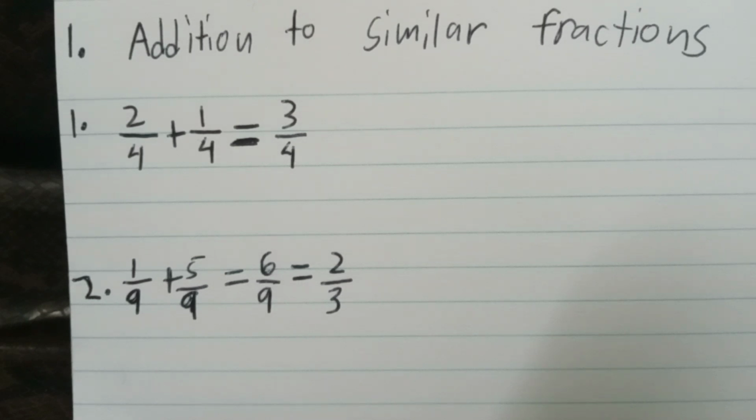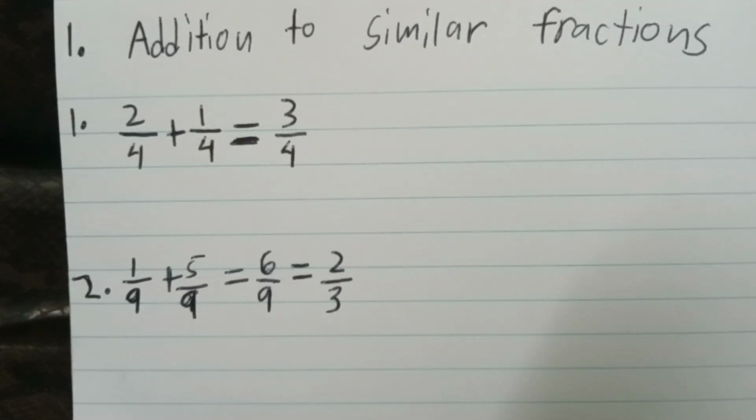But this answer needs to be simplified. So we're going to divide the numerator and the denominator to break them down to their simplest form. So 6 divided by 3 equals 2. And then 9 divided by 3 equals 3. So here's our final answer, 2/3.